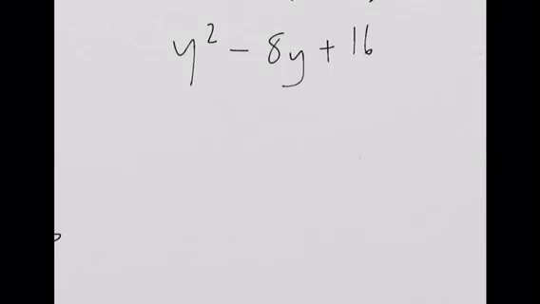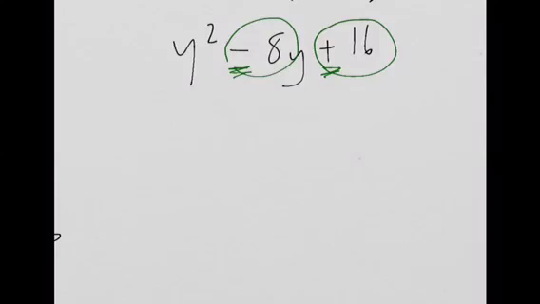Okay, we'll look at example C now. Example 4c. So y squared minus 8y plus 16. So in this case we have a negative here and a positive here. So that means we're going to have two negative numbers, because the two negative numbers will multiply together to give us a positive, and two negative numbers will add together to give us a negative 8.